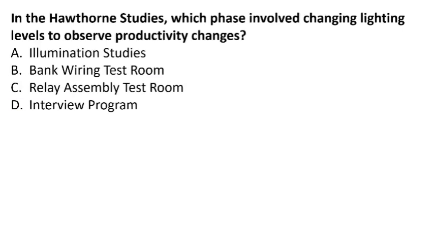Next, in the Hawthorne studies, which phase involved changing lighting levels to observe productivity changes? A. Illumination studies. B. Bank wiring test room. C. Relay assembly test room. And D. Interview program. So the right answer is option A, Illumination studies. Clear?